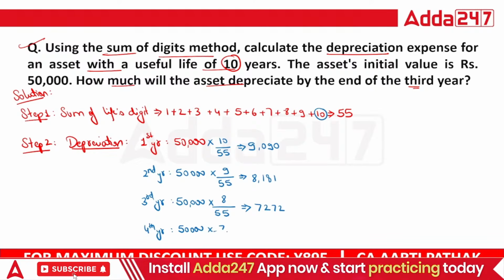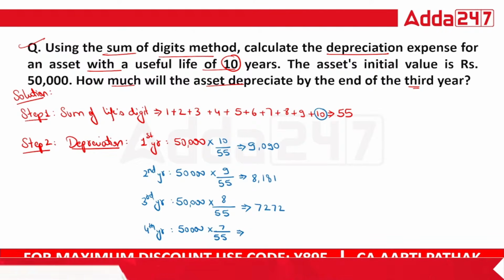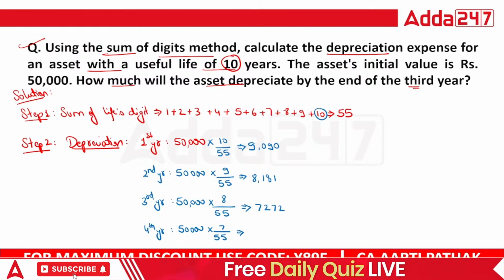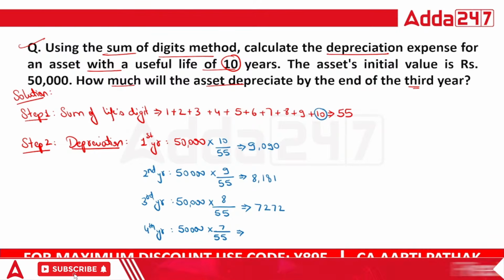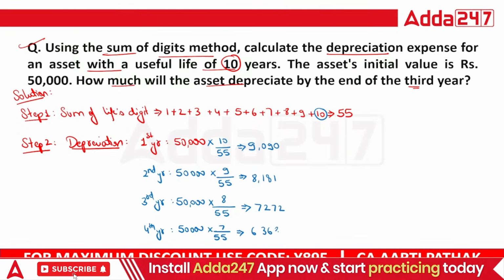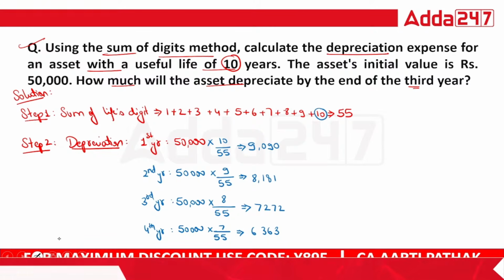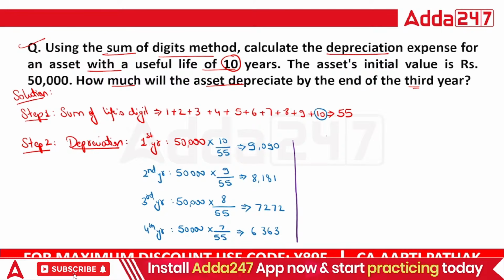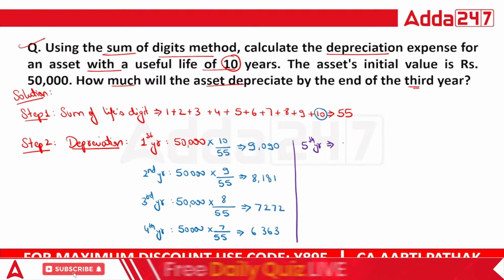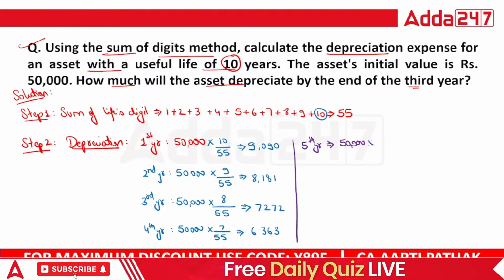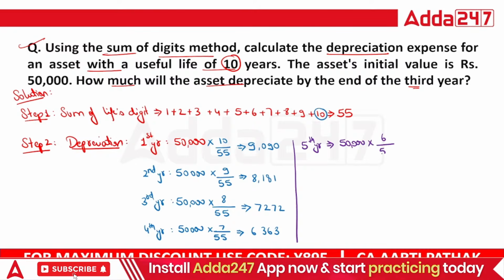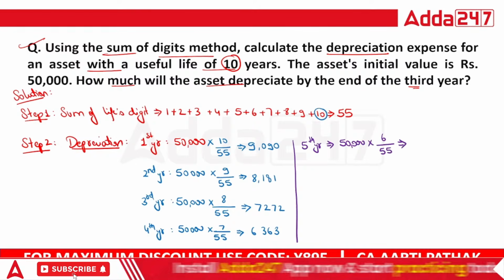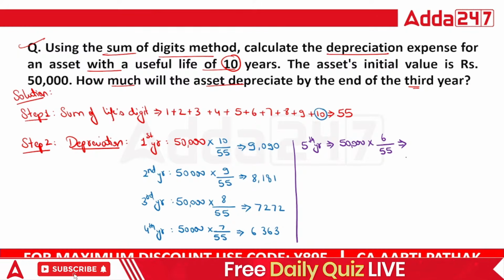Then you have the fourth year: 50,000 into the next highest value, 7 divided by 55, which is 6363. As you can see, as we keep using this asset, the value of depreciation is also decreasing. Over the period when you use that asset, its value will be reduced. Next, 50,000 into 6 divided by 55 is 5454.